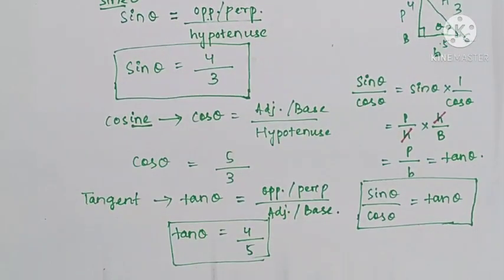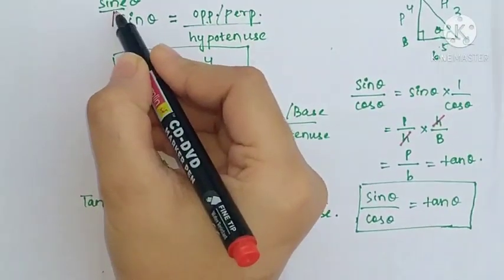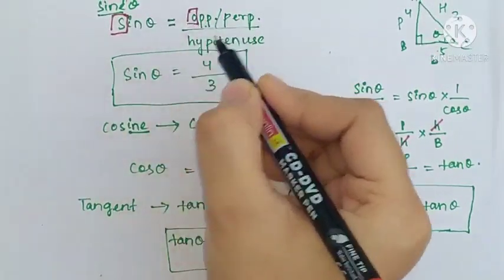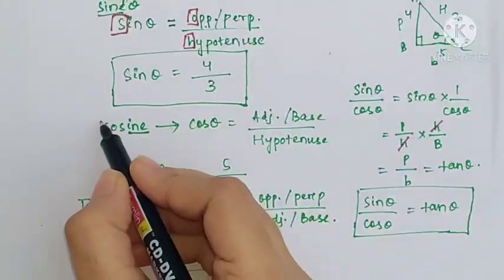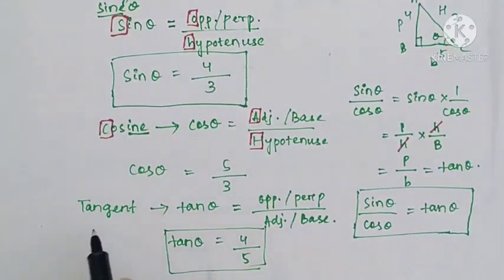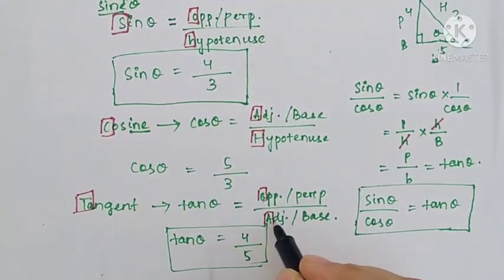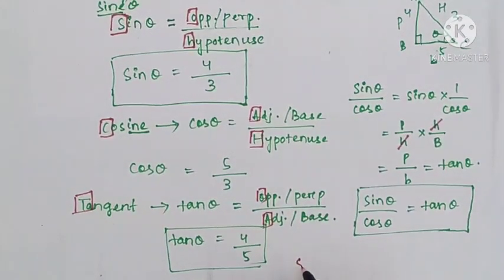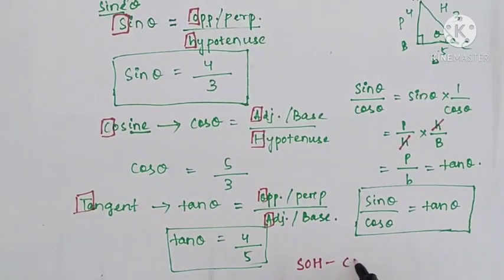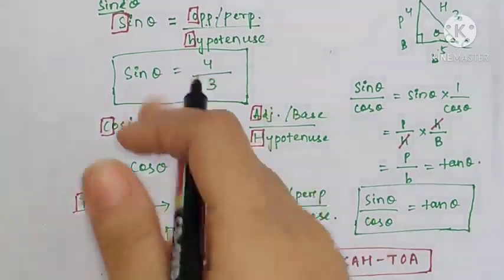So you just have to remember these formulas. There is a trick to remember these formulas. In sin theta you have to take S O H. In cos theta you have to take C A H, and in tan theta you have to take T O A. So we got SOH CAH TOA. This is a trick to remember these formulas.